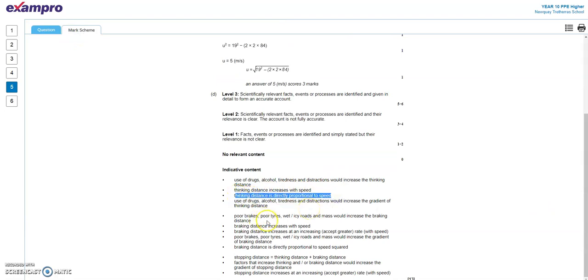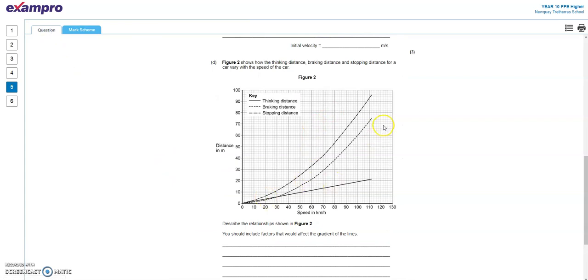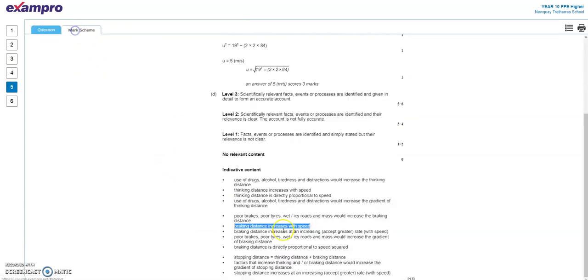Poor brakes, wet tyres will increase the braking distance. Braking distance increases with speed, but it is not directly proportional. It's a curve. It increases with the square of the speed because the energy of the car is the kinetic energy, and the kinetic energy increases with the square of the speed. Then stopping distance is thinking distance plus braking distance. Factors that affect the thinking or the braking distance will increase the stopping distance. So all things like that.